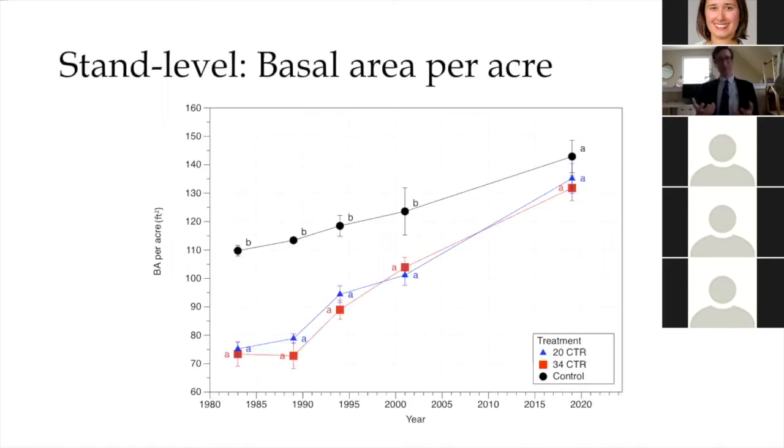So expanding beyond the crop tree level to stand level, we found that crop tree release also stimulates stand-wide growth. This is the basal area per acre, and as you can see, the basal area per acre converges over time. Again, the letters here represent statistical differences. We found a difference between the basal area per acre at every measurement year except for the last year. Basically, what this represents is the stand-wide growth that's stimulated by crop tree release.